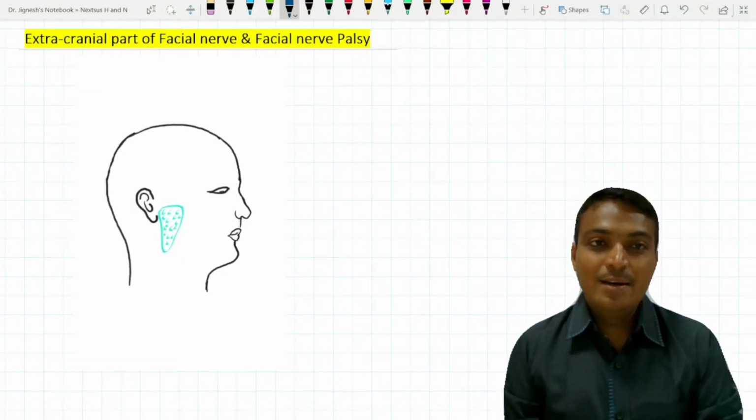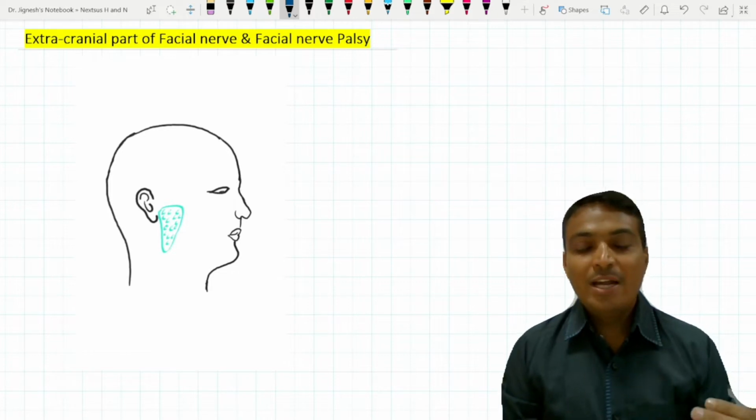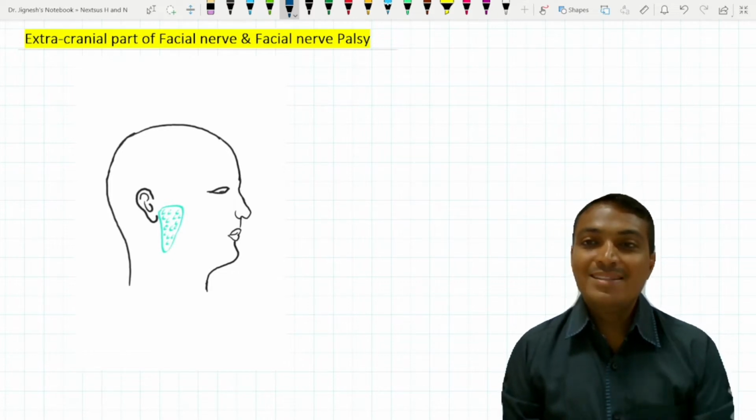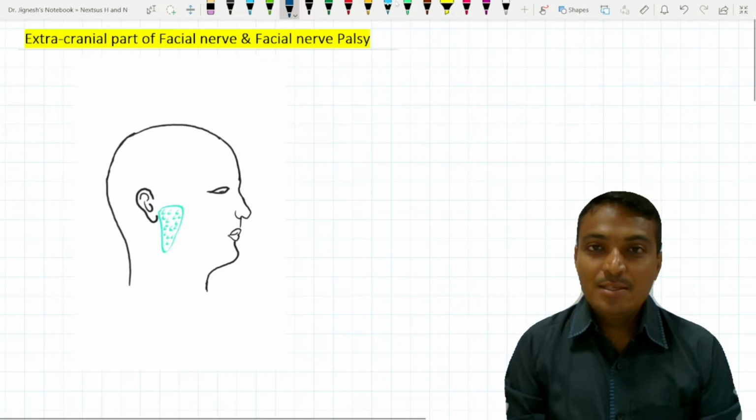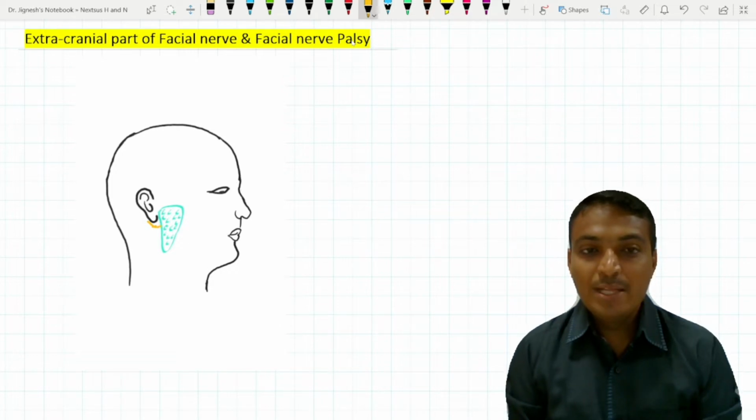Hello friends, let's see the extracranial part of the facial nerve. And along with that, we will also discuss the facial nerve palsy. So as we discussed in the parotid lecture, the facial nerve is going to arise from the stylomastoid foramen, which is situated between the mastoid process and the styloid process. It enters into the parotid gland via posteromedial surface.